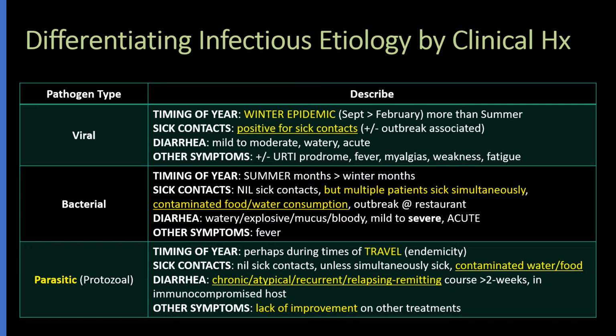Parasitic diarrhea, on the other hand, classically is non-time of the year related, but more related to travel to other countries where risk factors for food or water contamination are different. Diarrhea is typically chronic or relapsing or remitting with a patient who might be immunocompromised, although we'll describe when patients who are immunocompetent can get GI protozoa. Classically, patients fail to improve with normal treatments of diarrhea if they have a GI protozoa.